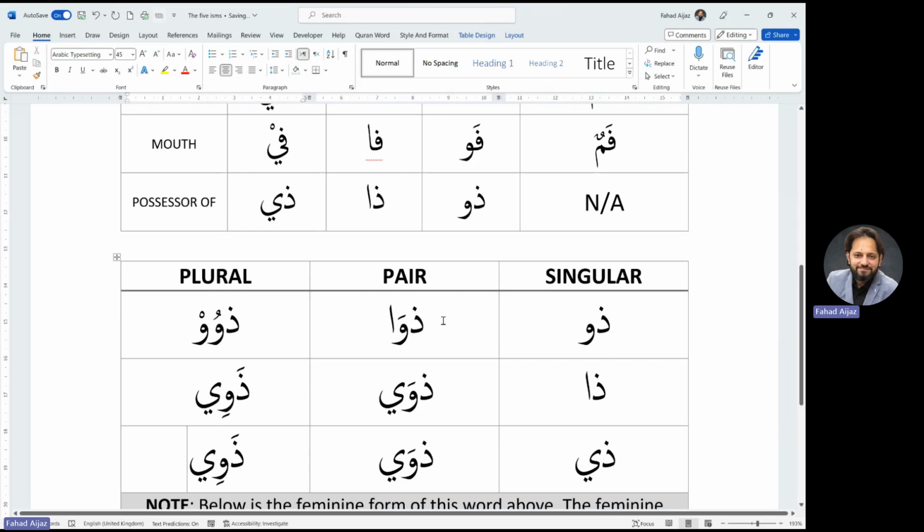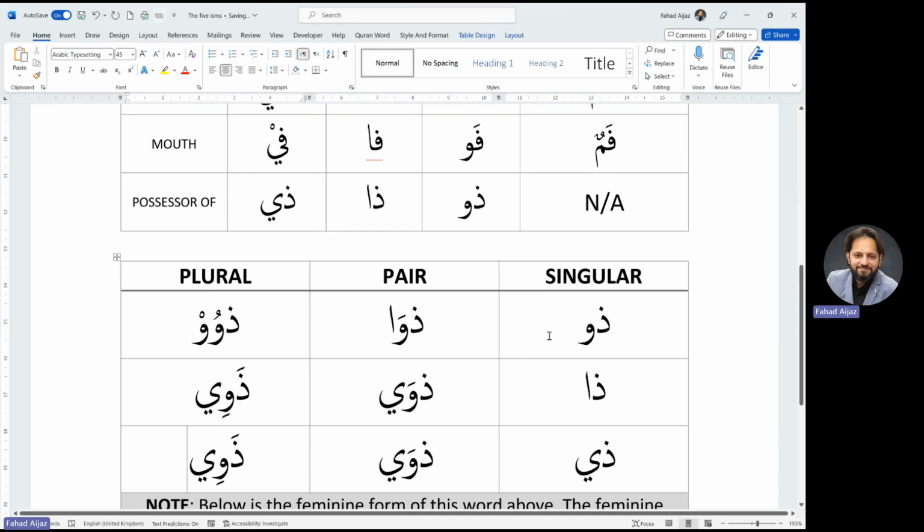So if you have to remember this in all three forms, singular, pair, and plural, it's zu, za, zi, zawa, zawai, zawai, zuwu, zuwi, zuwi. It takes a little bit of getting used to on your tongue, but inshallah you will be able to do it.